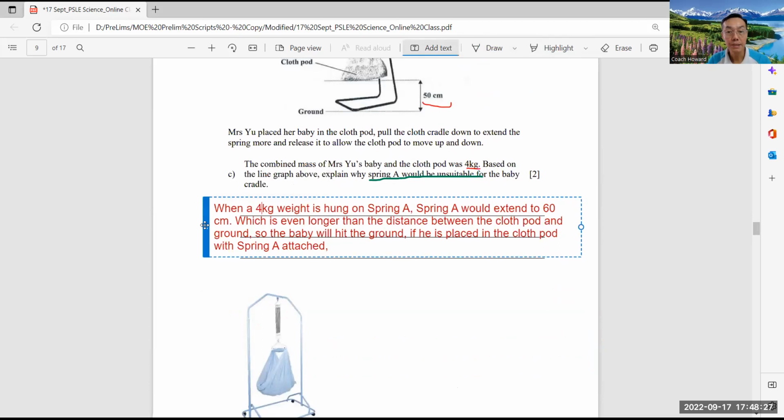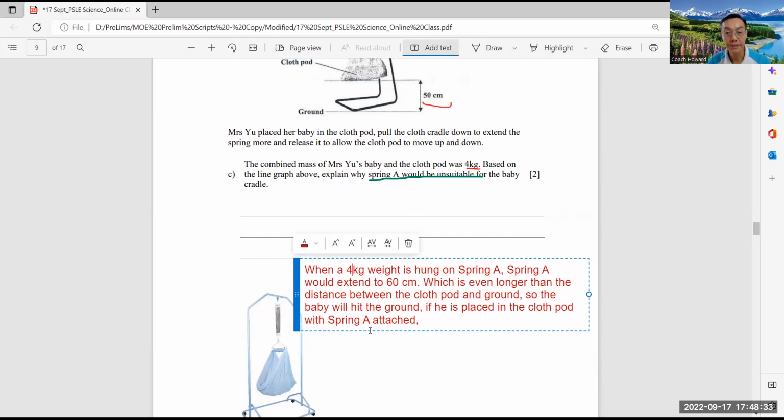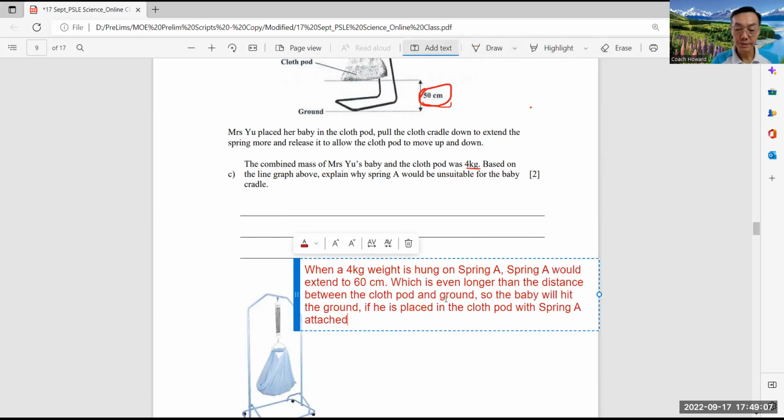Okay, maybe I put it here, it's easier to see. Okay, there are lines blocking. I put it here. Okay, when a 4 kilogram is hung on spring A, it would extend to 60 centimeters, which is even longer than the distance, because the distance mentioned here, if you see carefully, is 50. Okay, 50. But when you put the 4 kilogram, it will extend 60. So the baby would hit the ground. So that's why spring A is not suitable. Clear? Spring A is not suitable.